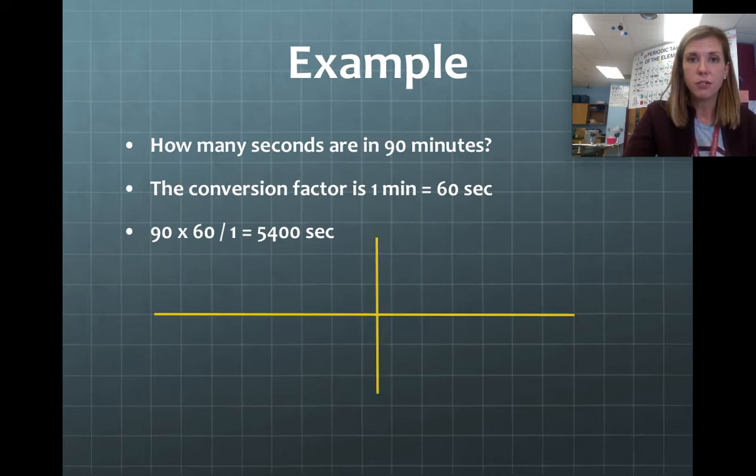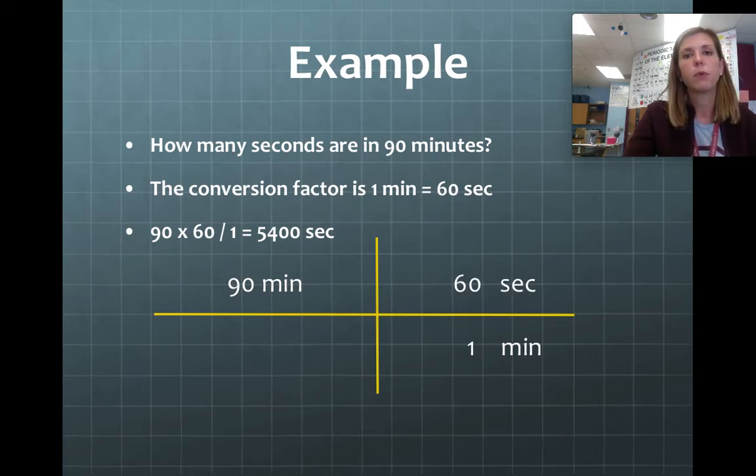Step 1 is to draw a T-chart. Step 2, we're going to put our given in the first box. Because our given unit is in minutes, we're going to cancel minutes on the bottom. Finally, we're going to put our desired unit on top. Knowing that 1 minute equals 60 seconds, our units can have numbers, and now we will multiply across the top and divide by the bottom. 90 times 60 divided by 1 is 5,400 seconds.